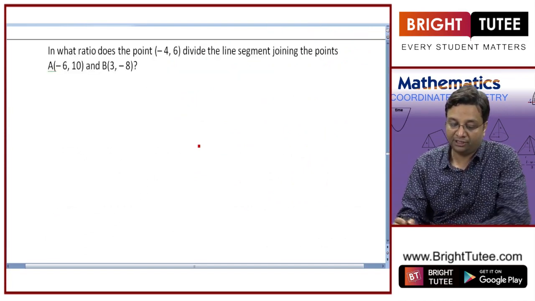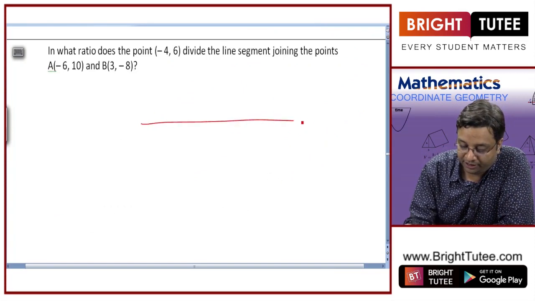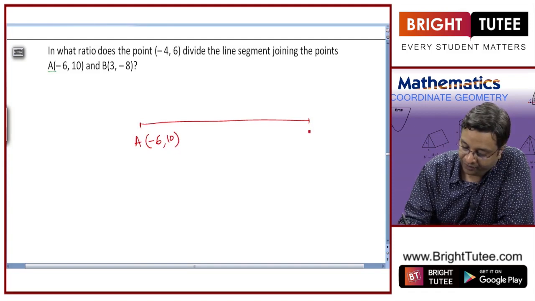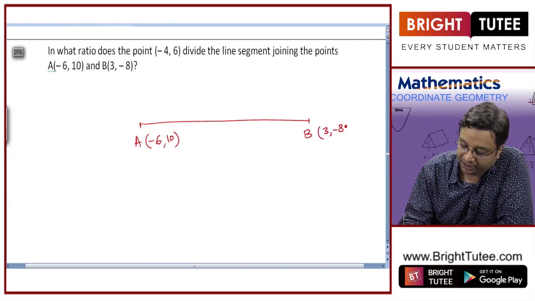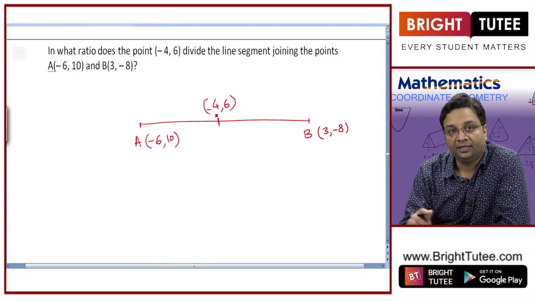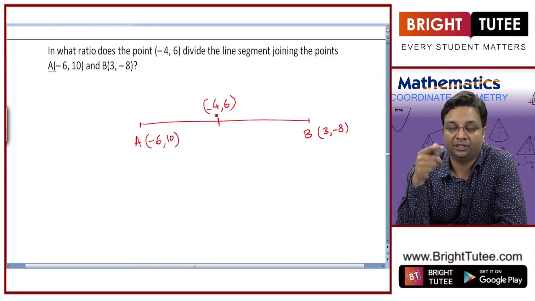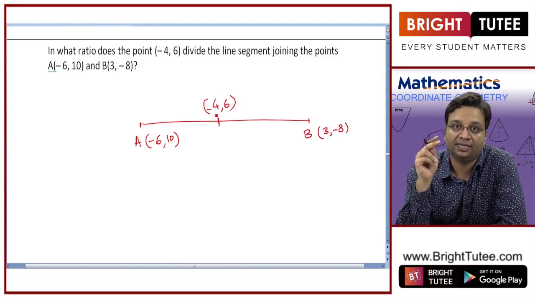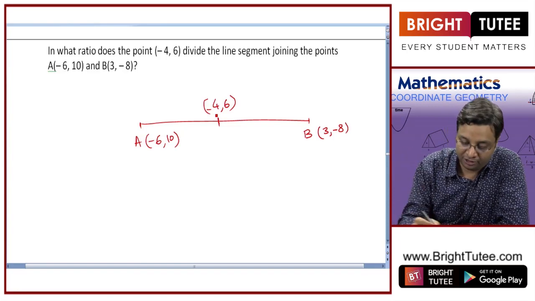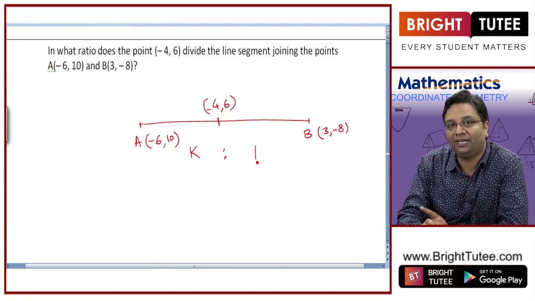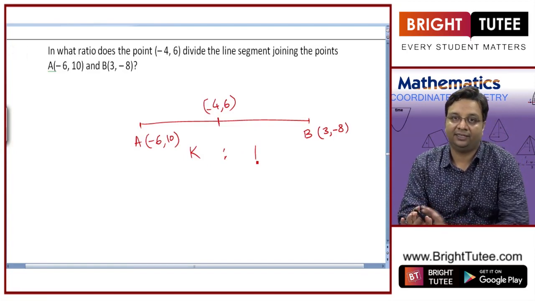In what ratio does this point divide the line segment joining the points A and B? Point A is given as (-6, 10). Point B is given as (3, -8). And this point is (-4, 6). Now I need to assume a ratio to start the question. I can assume the ratio as m1:m2, but in that case I'll have to find two things, m1 and m2. If I assume the ratio as k is to 1, then I'll only have to find k. Then I can write the ratio.